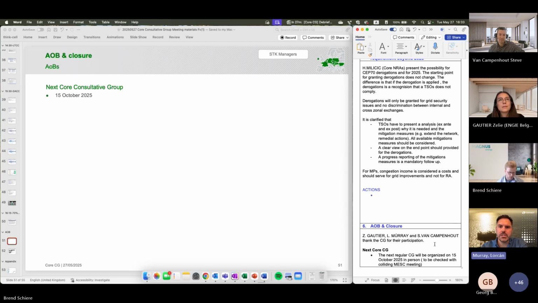It's also the intention to have the next one, the 15th of October, should that date change, be in person as a result of the one in Munich being cancelled. Exactly. So we will need to refine then the date to make sure it fits the other European agenda. Anything else to add?